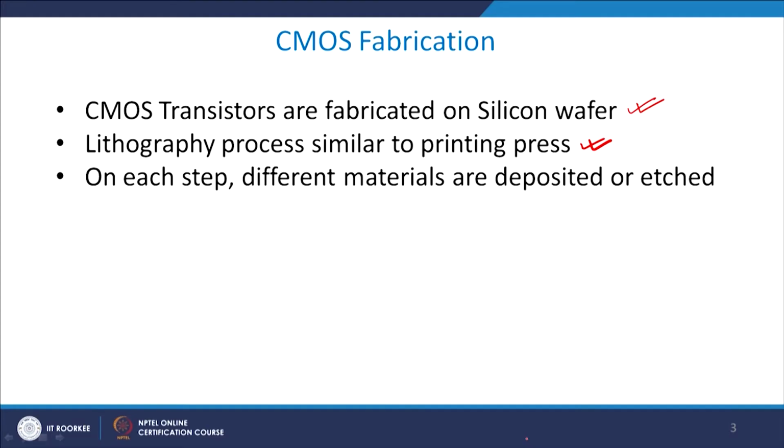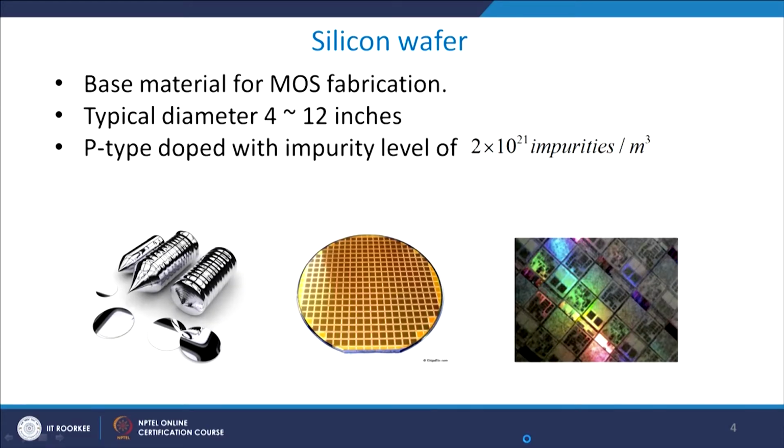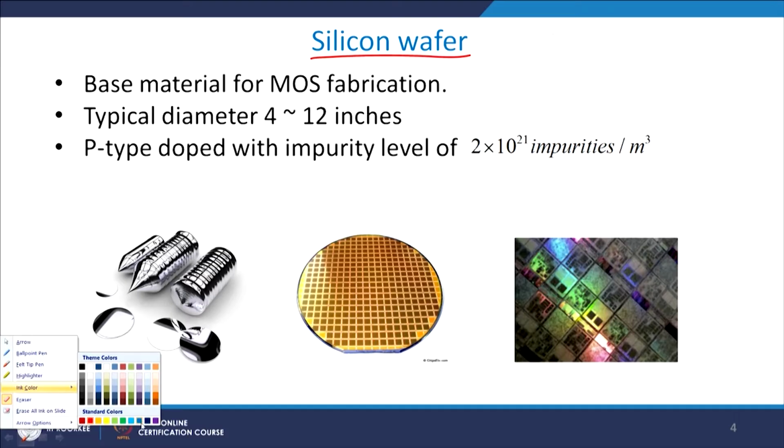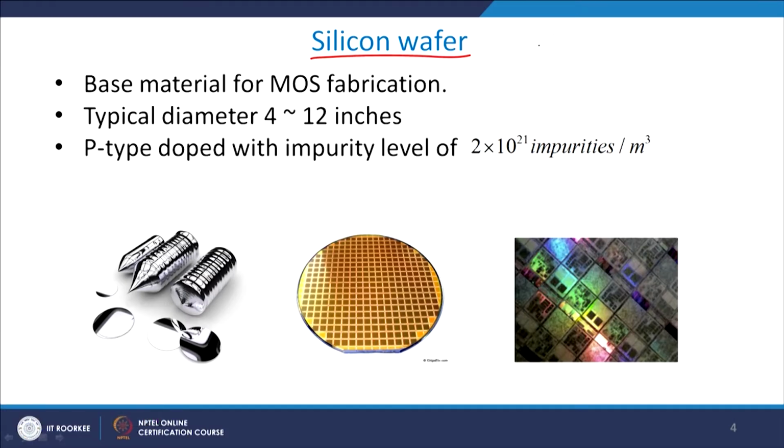On each step we use different devices. Now, the starting material is basically what is known as a silicon wafer, right. There are two types of silicon available to us. One is known as MGS, sorry, let me grab it for you. It is basically metallic grade silicon.